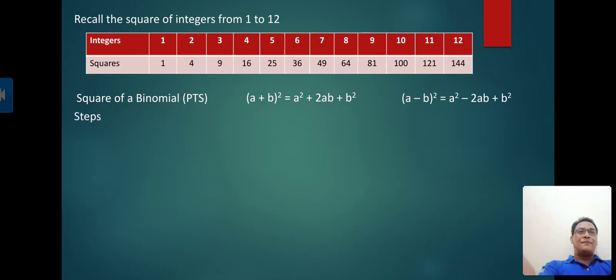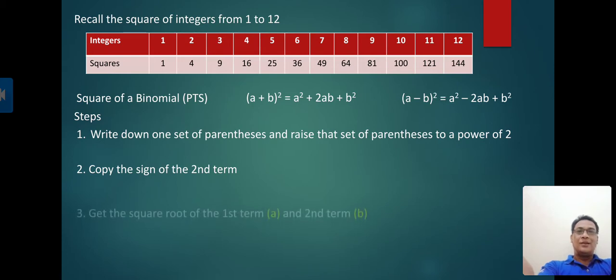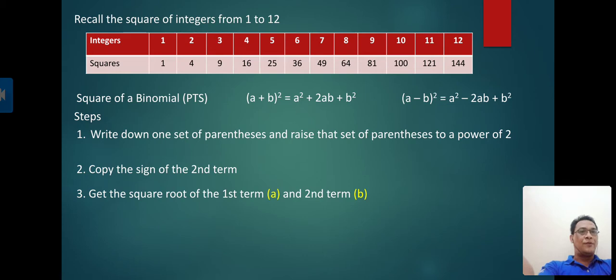Okay, so what are the steps? Number 1, write down one set of parentheses and raise that set of parentheses to the power of 2. Second, copy the sign of the second term. Third, get the square root of the first term, which is a, and the square root of the third term, which is b. Sorry for the typographical error. This is the third term, or the so-called b.